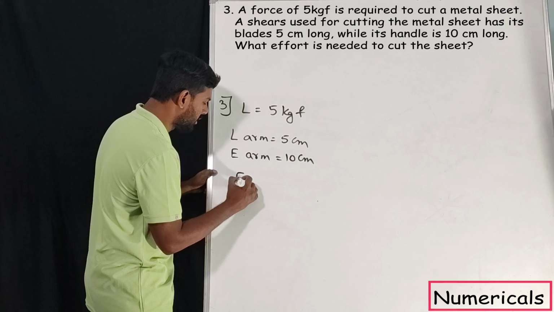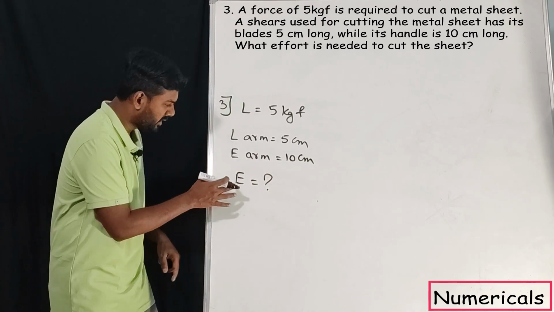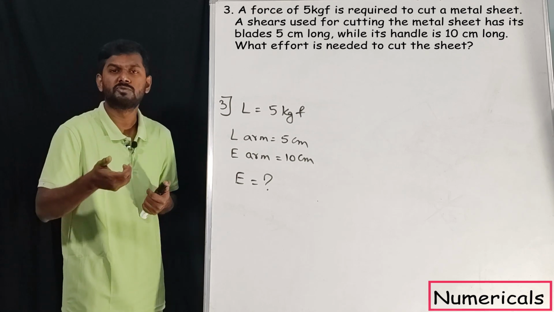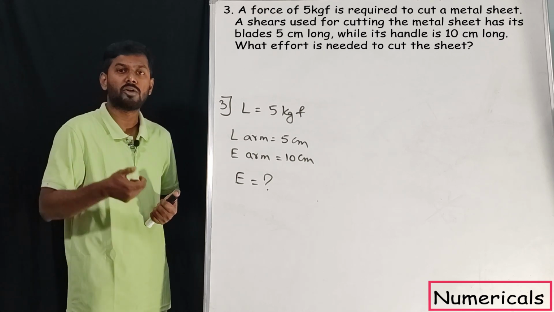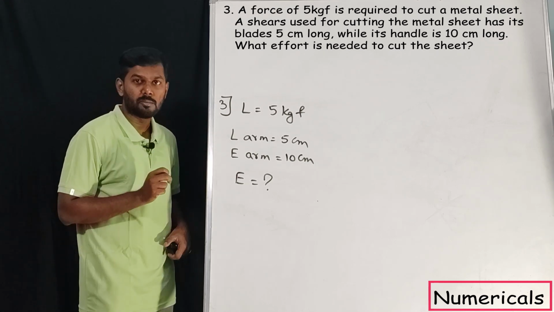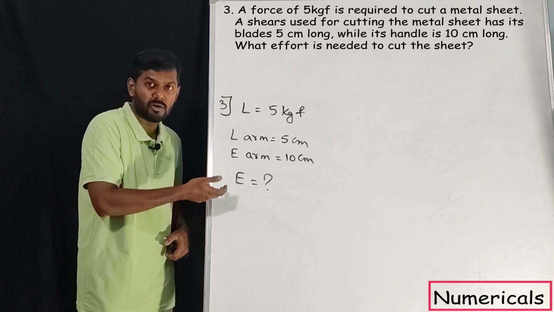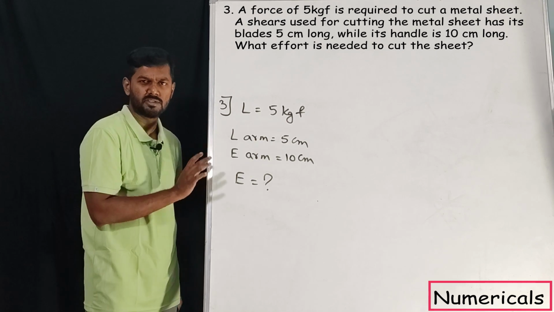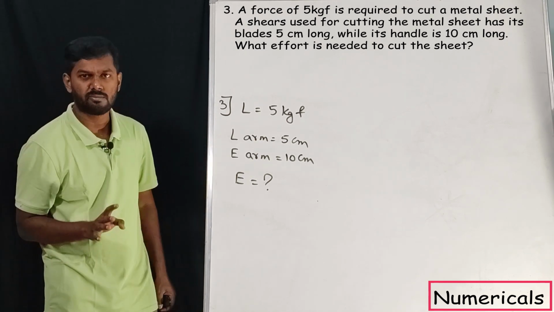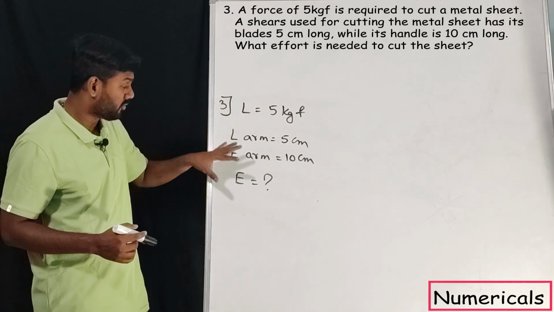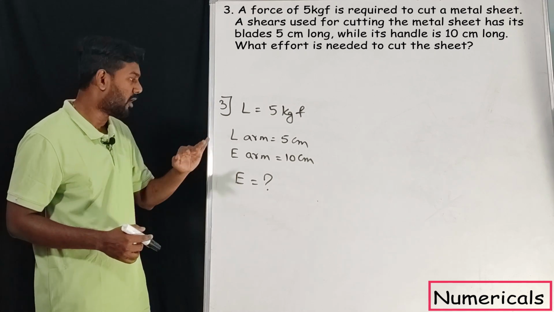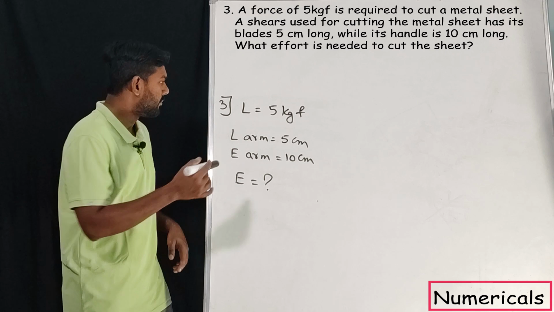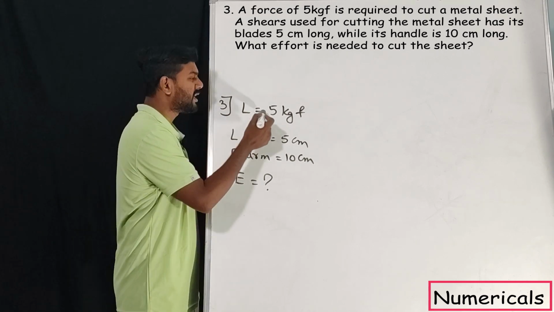Then what we have to find? Effort. See, effort is different, effort arm is different. Effort is nothing but how much force you need to apply to cut the object. Effort arm is nothing but the distance from the effort, where we are applying the effort, to the fulcrum. You know the difference, right? This is what we have learned in the concept video. So you need to understand this one, very important, or else there will always be a confusion between effort and effort arm.